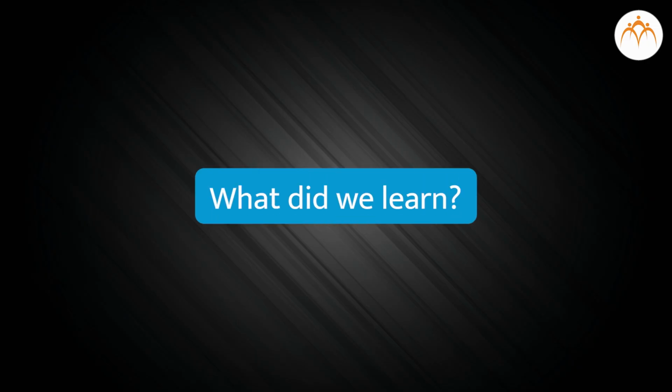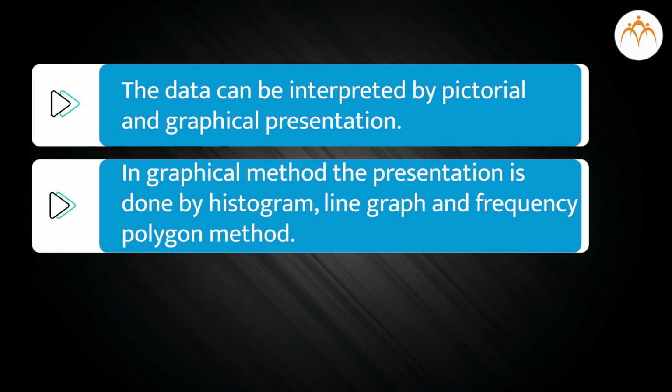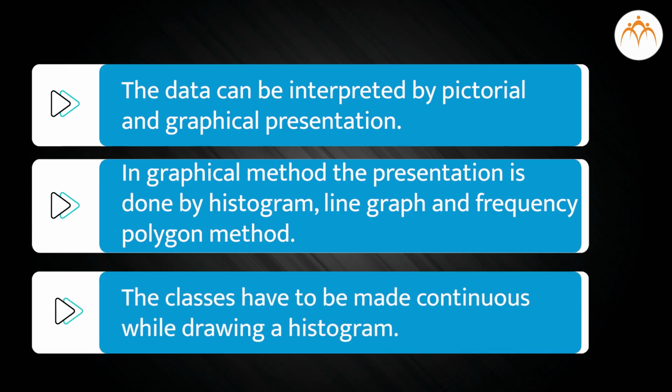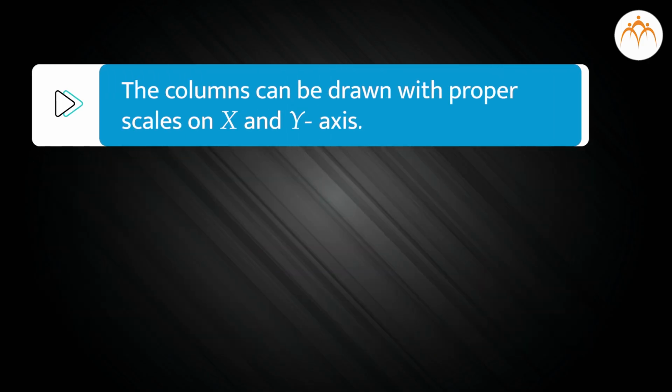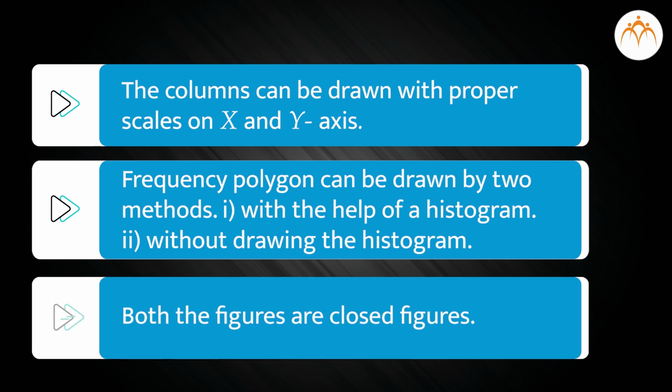What did we learn? The data can be interpreted by pictorial and graphical presentation. In the graphical method, the presentation is done by histogram, line graph, and frequency polygon method. The classes have to be made continuous while drawing a histogram. The columns can be drawn with proper scales on the X and Y axis. A frequency polygon can be drawn by two methods. First, with the help of a histogram, and second, without drawing the histogram. Both the figures are closed figures.